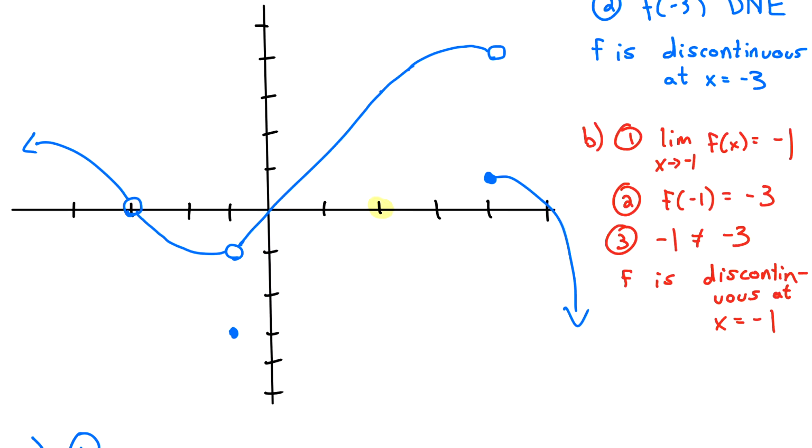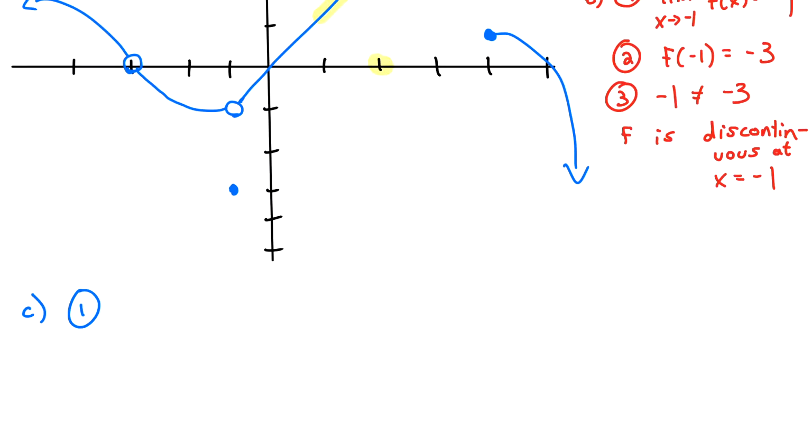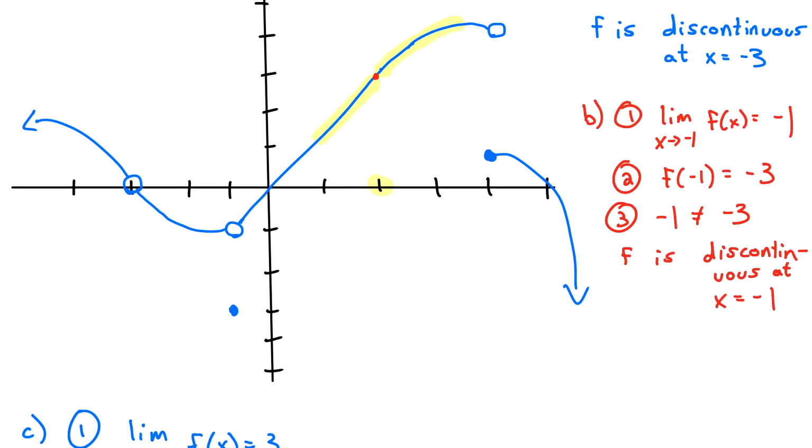If I approach 2 from the left-hand side, it looks like we're approaching this point right here. As we approach from the left-hand side, it looks like a y value of +3. From the right-hand side, a y value of +3. So that means that the limit as x approaches 2 of f of x is +3. That's good to know.